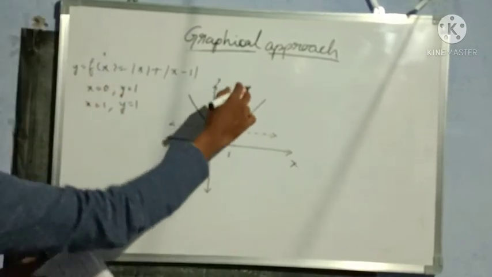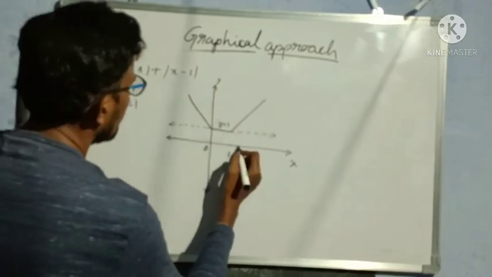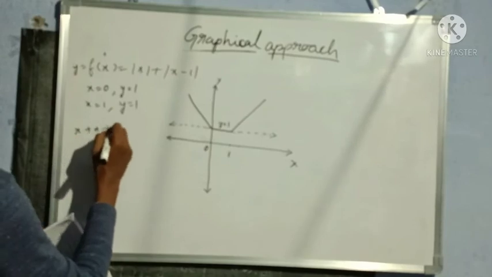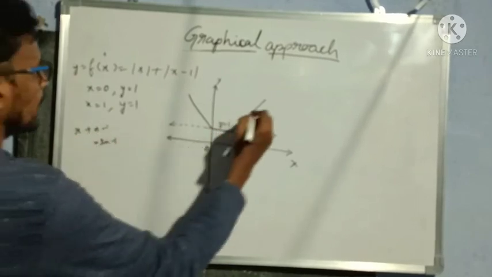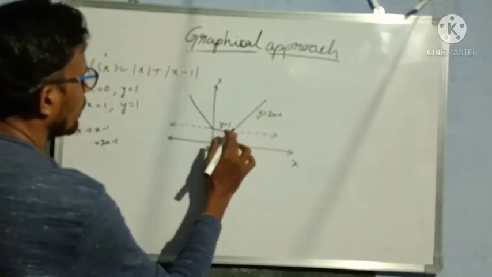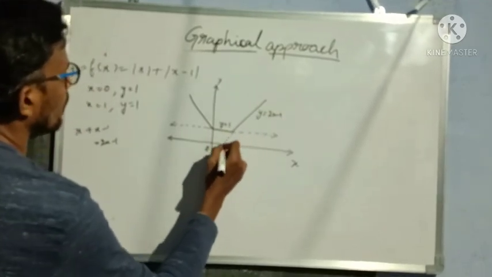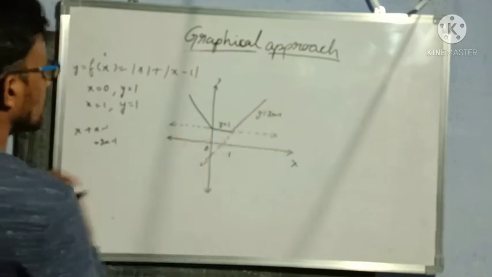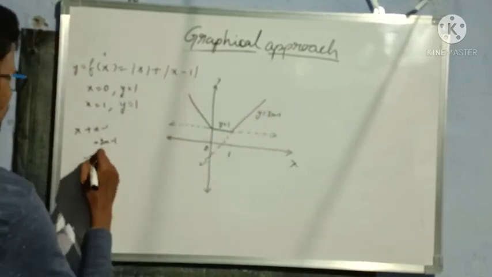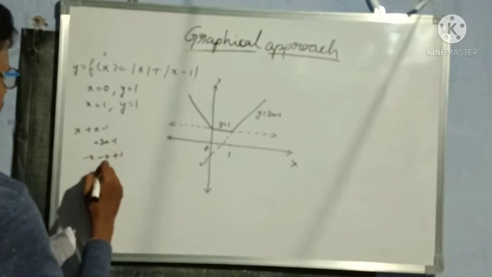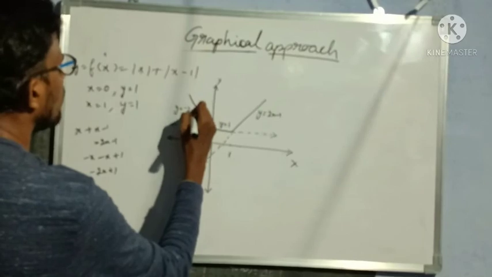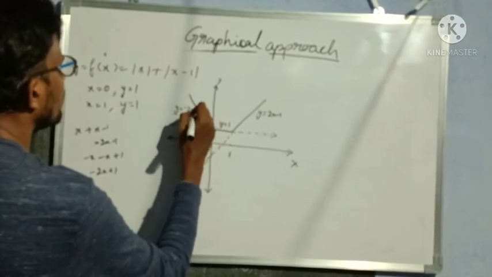Now let us see how to get this one. Already I have said. This is positive value. Positive value means both plus, x minus 1, that is 2x minus 1. So here this becomes the y is equal to 2x minus 1 graph. Understood? This line is what? y is equal to 2x minus 1. Now let us see how this one. So minus x plus 1, that is minus 2x plus 1. So this graph is y is equal to minus 2x plus 1.